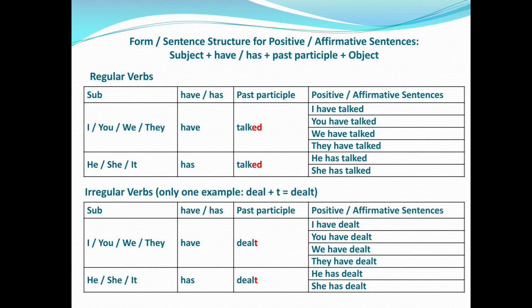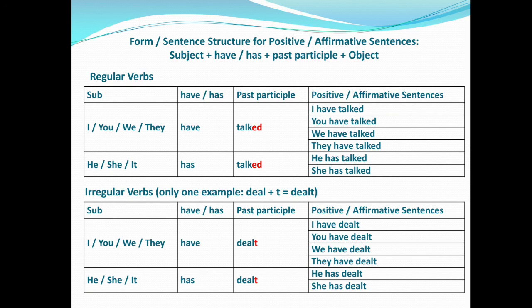Then you go to the subject he, she or it and you use has with it, and again irregular verb deal with the letter T, so dealt, and you get he has dealt, she has dealt. So, this is your positive or affirmative sentences chart, students. Okay, hope this is clear. Now, students, there is also a little similarity between the simple past and here in present perfect. Okay, but we will talk about it when we go to that tense. I do not want to confuse you, so I will give you the clarity about it at that time.